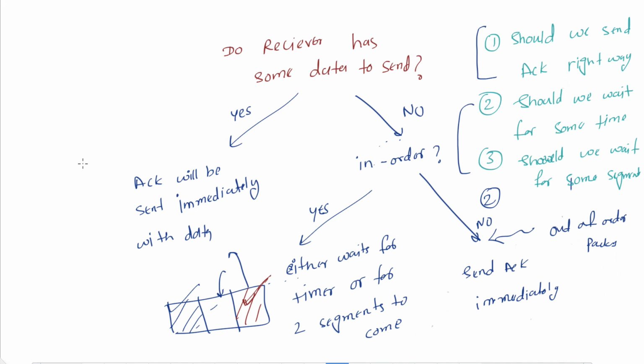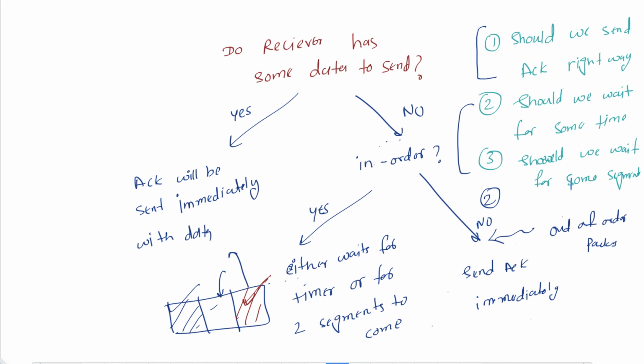If your packet is in order, then the rule that I told you applies: whether you are waiting for some time, which is the ACK timer, or you are waiting for two segments to come. These two rules are applicable, and whichever expires first. Which means if you get two segments within the ACK timer, then you will send the ACK. If the ACK timer expires first, then you need to send the ACK after the ACK timer expires. So these are the rules that are applicable.